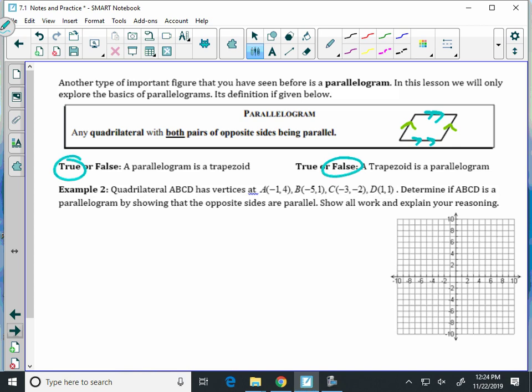So, we take a look at example 2. We are given a quadrilateral with those vertices. We want to determine if it's a parallelogram by showing that the opposite sides are parallel to each other. Well, again, how do we know if things are parallel? What do we know about their slopes? They're the same. So you have to show that the opposite sides have the same slope.